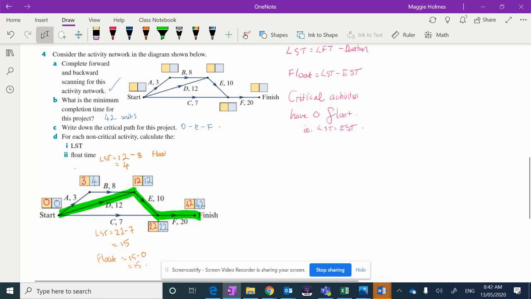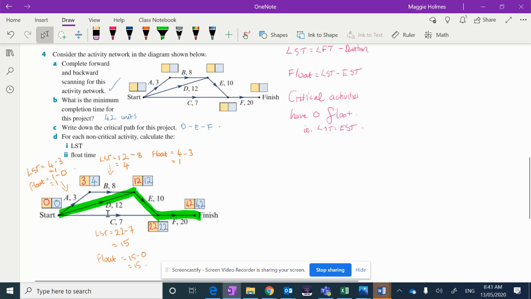So float, and all of the activities that aren't on our critical path will have a float time. So we said that it was LST, so that's 4, minus EST, which is 3. So it has a float time of 1. It can be delayed by up to 1 day, and that will be fine. That was for B. For A, latest start time is the latest finishing time, which is 4, minus its duration, which is 3, so that's 1. And so our float is 1 minus 0, because its earliest start time is here. So it has a float of 1.